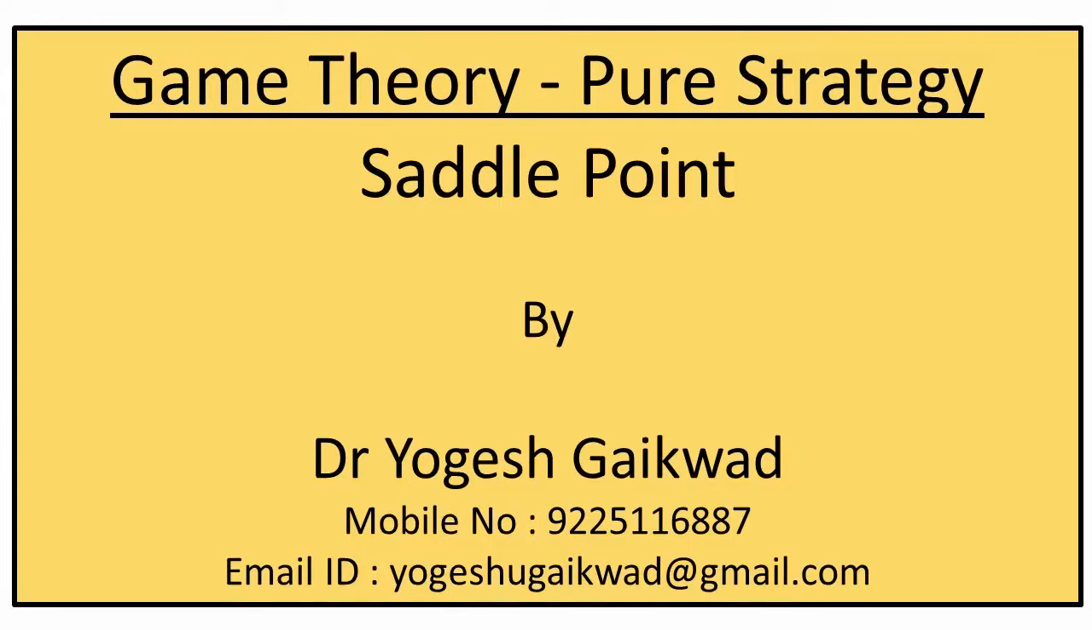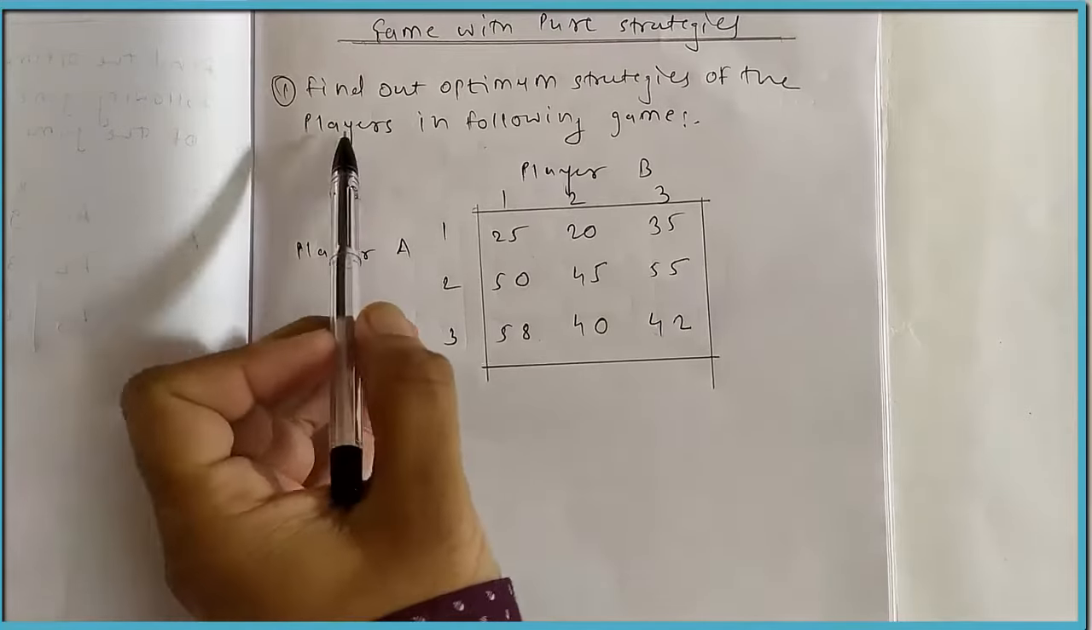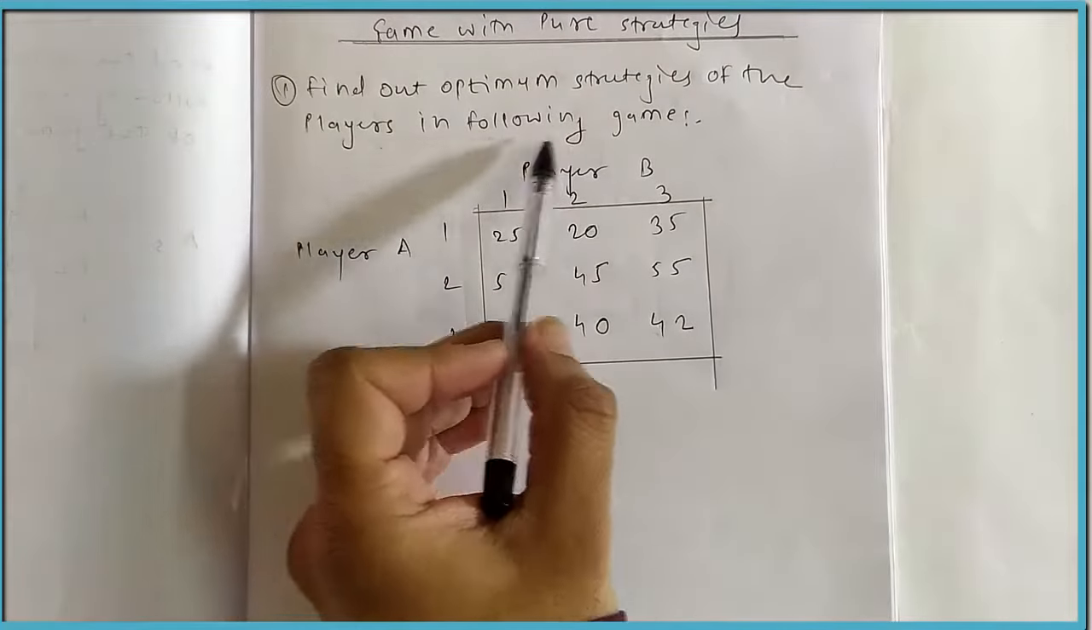Hello everyone, in this video we are going to solve the problems of pure strategy. In this problem, first of all we will find out the saddle point and the game value. Now look at the example. Find out optimum strategies of players in the following game.